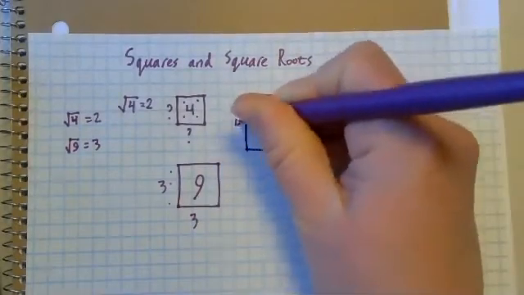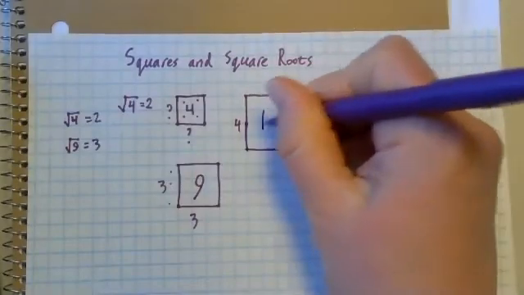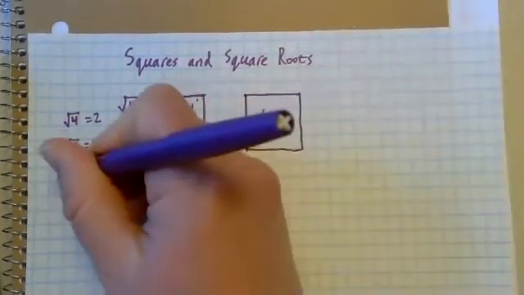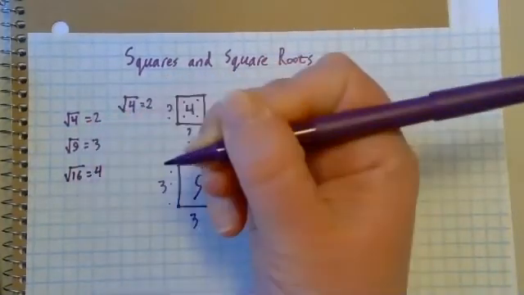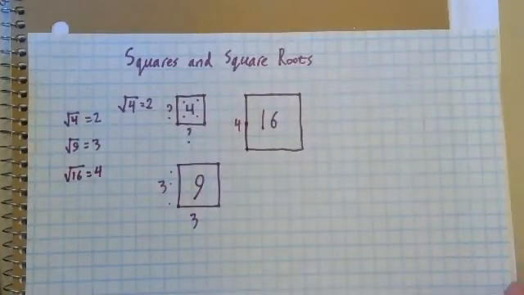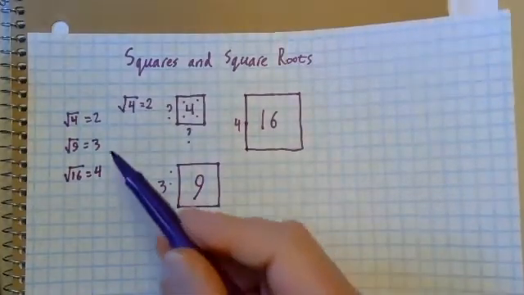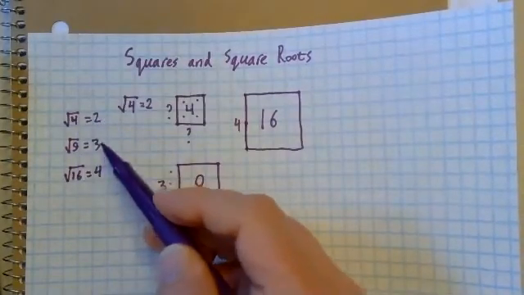This has side lengths of 4. And there are 16 squares in there. So the square root of 16 is 4. Some of you may have noticed a problem here. The square root of 4 is 2. The square root of 9 is 3.